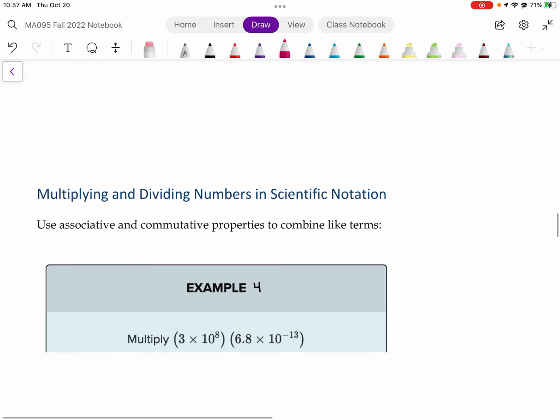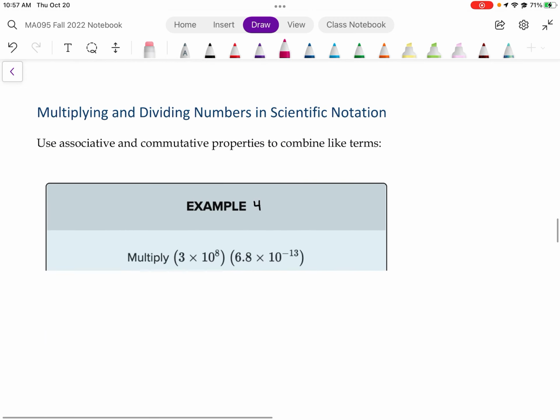All right, so now we're going to look at multiplying and dividing numbers in scientific notation. You can use associative and commutative properties to combine like terms. When we are in class, I can show you how to use the scientific notation button on your calculator. But right now, I really want to show you how we can use all the rules that we know to rearrange this. So I'm going to take the 3 and the 6.8, because this is all multiplied: 3 times 10 to the 8 times 6.8 times 10 to the minus 13. You can rearrange it using associative and commutative properties: 3 times 6.8 times 10 to the 8 times 10 to the minus 13.